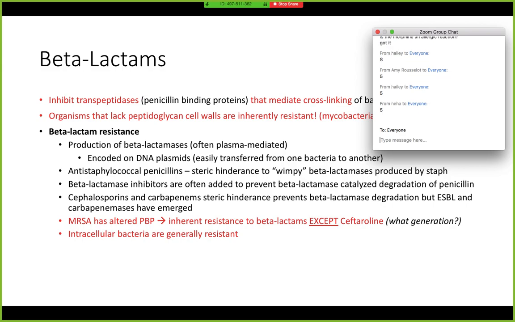Yes, it's a 5th generation what? Right, cephalosporin. So that's one that I would definitely make sure that you know.